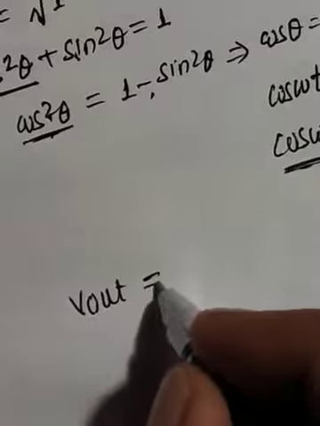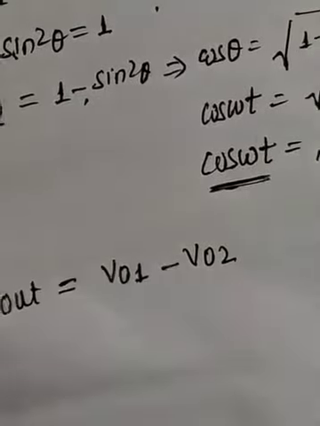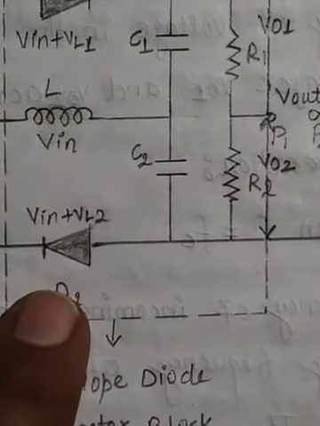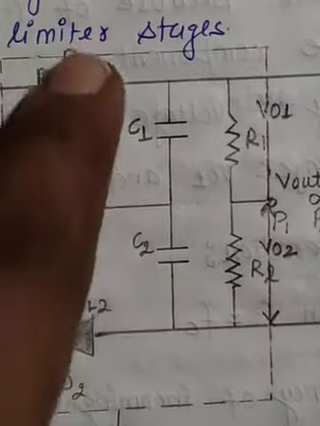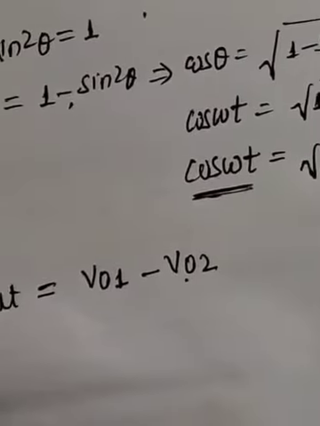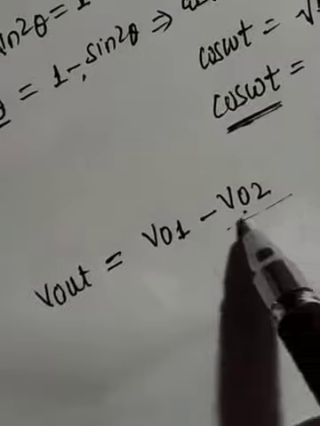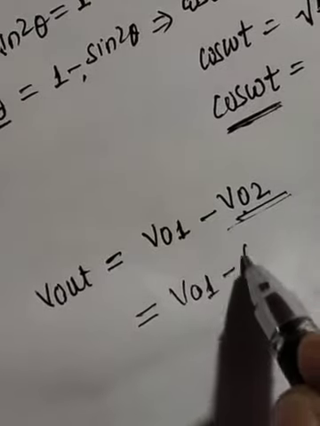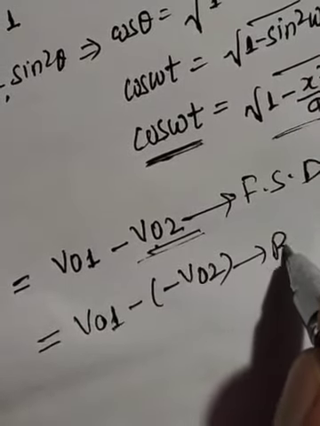Okay, so if this is a Foster-Seeley discriminator, then the output voltage V out can be written as V01 minus V02, because of the opposite polarity of this diode. Because in the Foster-Seeley discriminator, the two diodes are in the same direction, so these are in the forward bias condition. That's why this output voltage will be negative. But because in the ratio detector this diode is reverse biased, this voltage V02 will be negative. This is the case of the Foster-Seeley discriminator, FSD, and this is the case of the ratio detector.